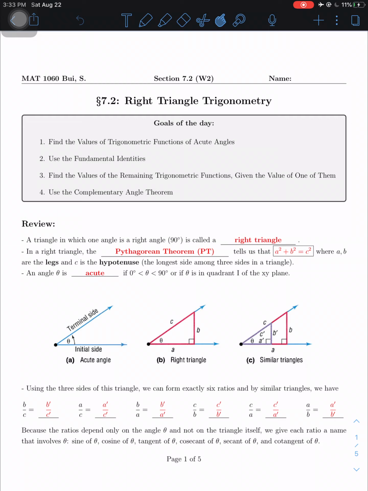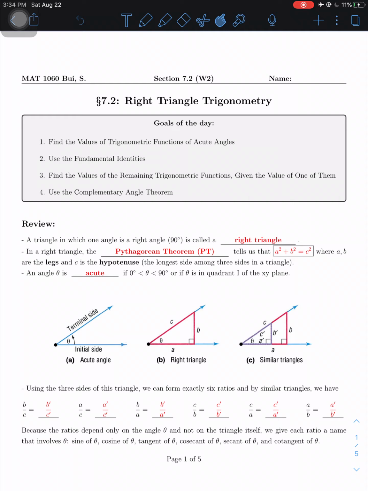The last concept that we learned from 7.1 is how to find the area of a sector of a circle. There are also two formulas for it. The first formula is A equals 1/2 R squared theta. This formula is helpful only when you have the angle theta, and again, you have to use theta in radians, not in degrees. The second formula is area A equals 1/2 R times S, where S is the arc length. This formula is only helpful when you have the arc length.